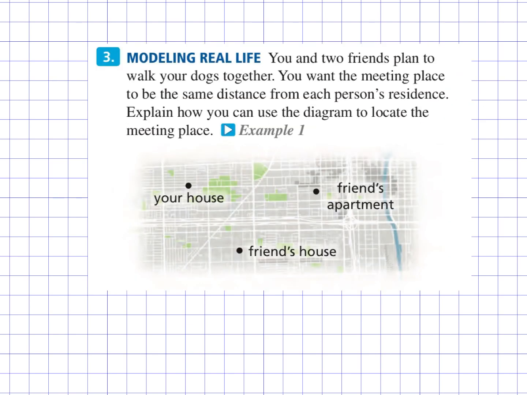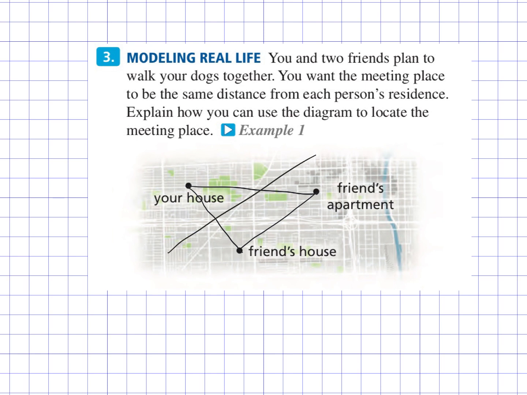Number 3, you and 2 friends plan to walk your dogs together. You want the meeting place to be the same distance from each person's residence. Explain how you can use the diagram to locate the meeting place. So you want to be equidistant from the vertices of a triangle. From the vertices, that would be your circumcenter. So you would need to draw a circumcenter by doing perpendicular bisectors.